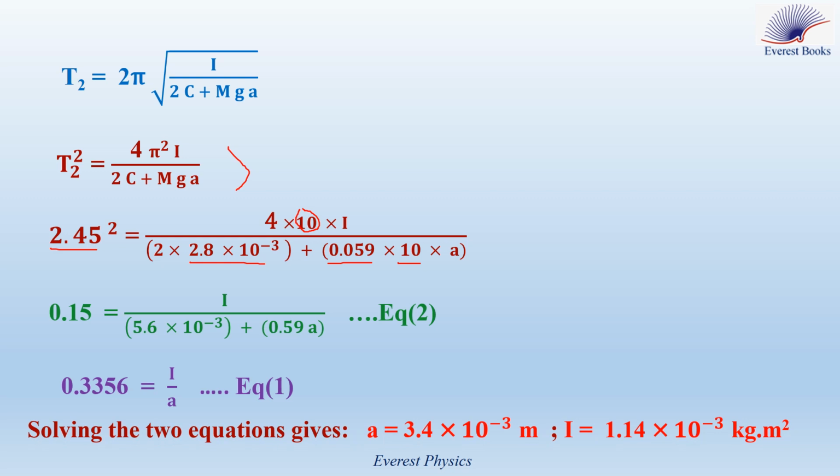Solving these two equations gives A is equal to 3.4 times 10 to the power minus 3 meters, which is equal to 3.4 millimeters, and I is equal to 1.14 times 10 to the power minus 3 kilograms meters squared.